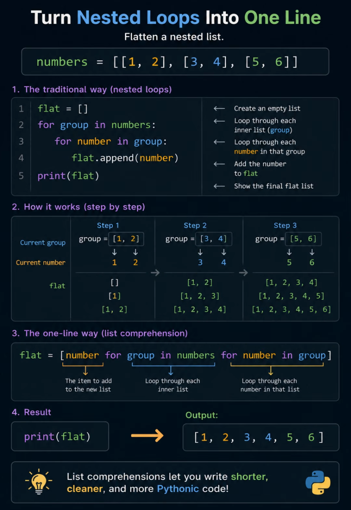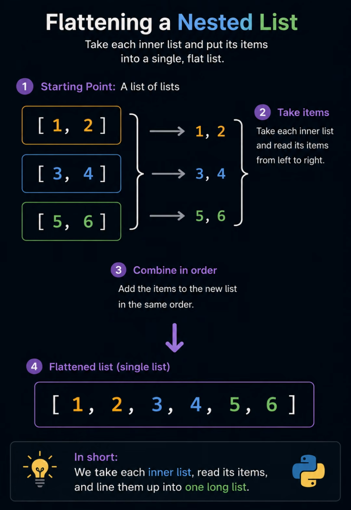This is a list comprehension, and although it looks a little strange at first, read it from left to right. Take each group, then take each number inside that group and put that number into the new list.